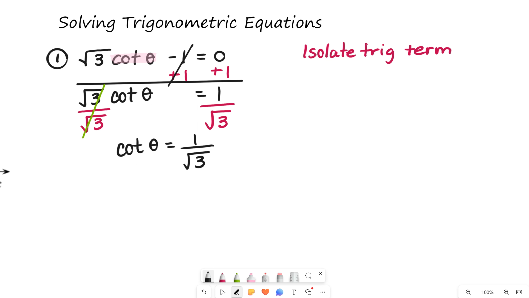If you look on your formula chart, you will note that the definition of cotangent of any angle is obtained when you take your x value and divide it by the y value of the coordinates on your unit circle. So we need to figure out what angle on the unit circle, when we divide its x and y coordinates, will give us this answer. So let's go to our unit circle.